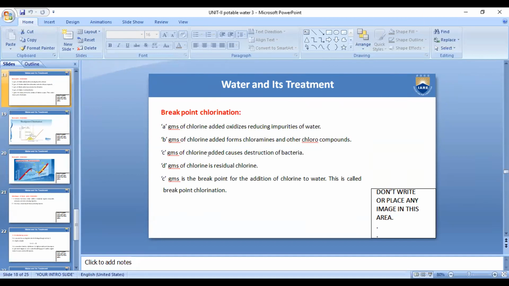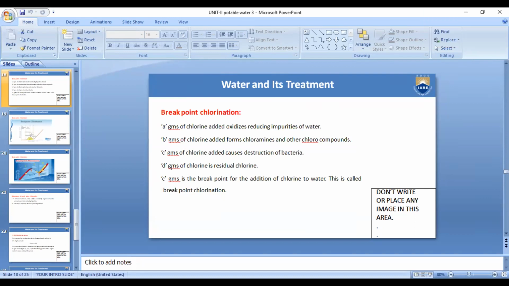It forms hypochlorous acid. Yes or no? It produces hypochlorous acid. It will kill the bacteria present in water. At how many grams of chlorine are all bacteria destroyed? At 3 grams of chlorine, all the bacteria are destroyed. Students, again you are adding 1 gram extra. What happens? Again you are adding 1 gram of chlorine.